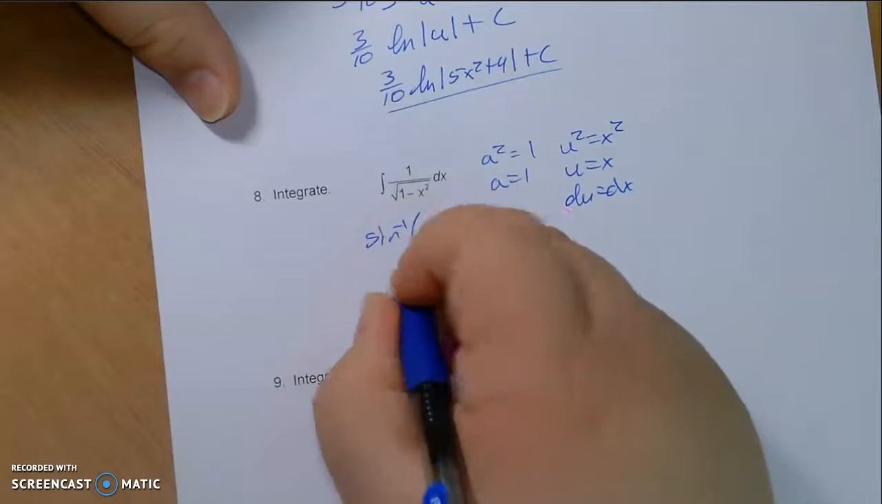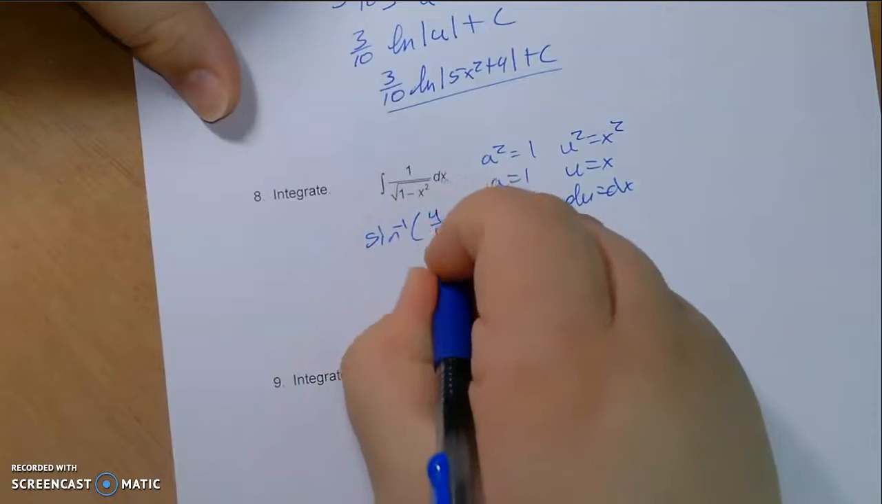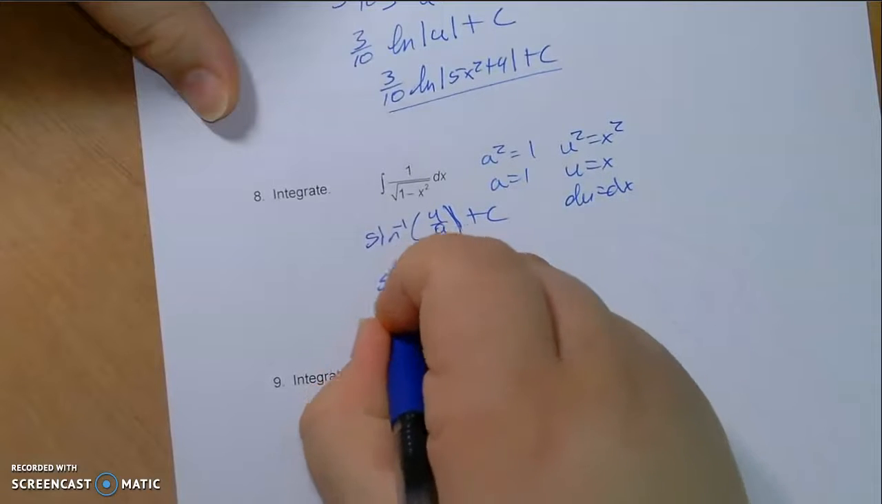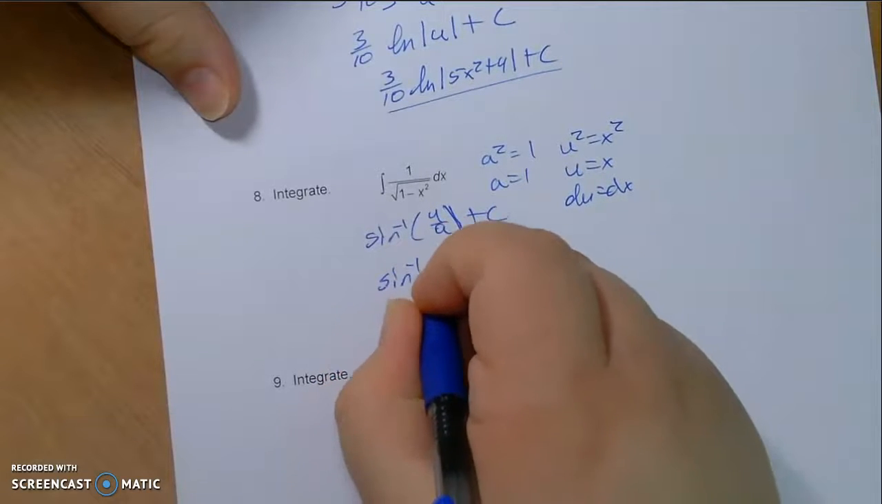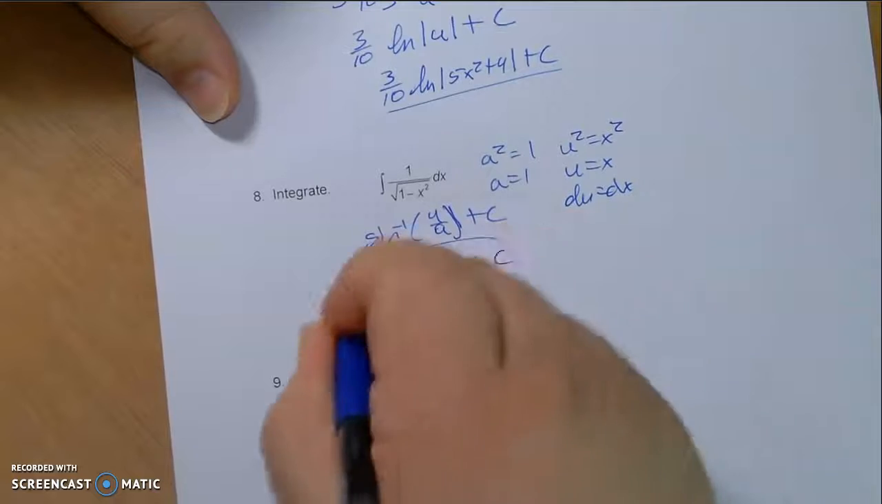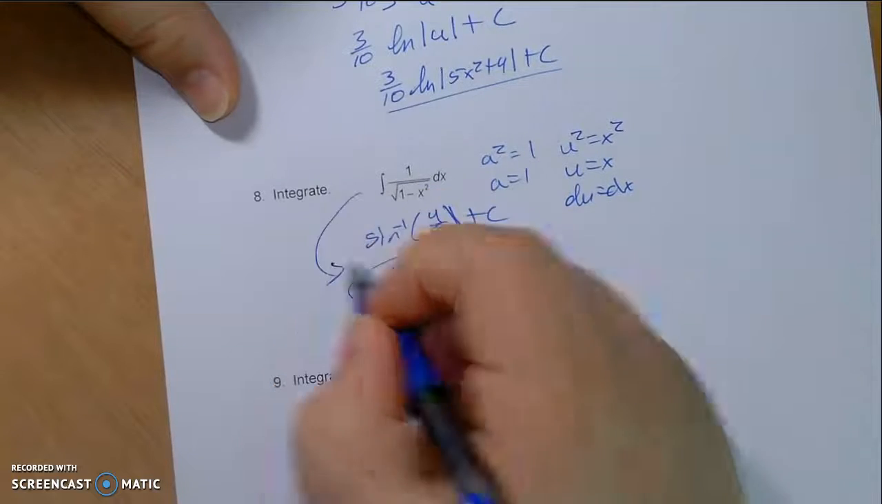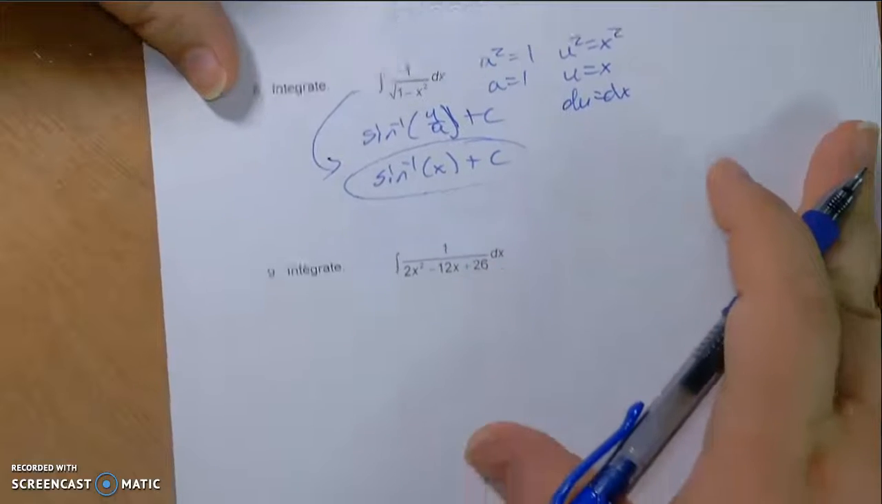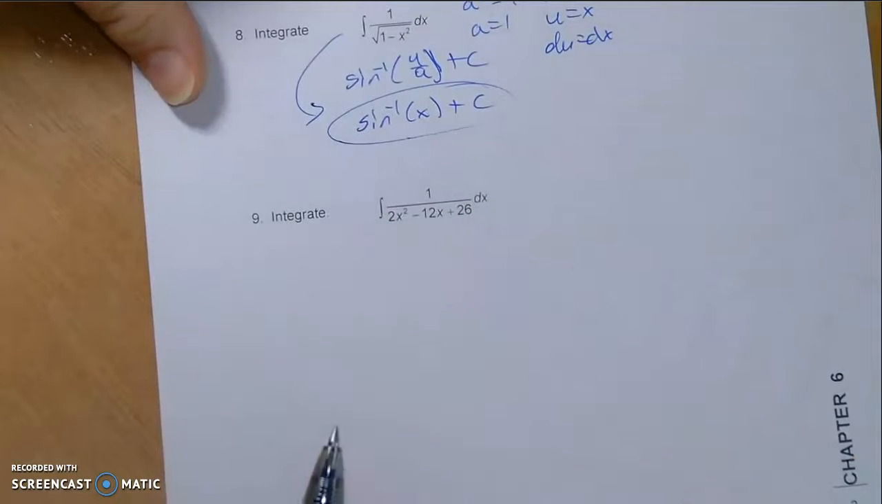Sine inverse, or inverse sine, is u over a, close parentheses, plus c. Substitute our values back in, we just get the inverse sine of x plus c, and we're good. If you want to go straight there because you recognize that's the basic form, you may. All right, here we go on this one.